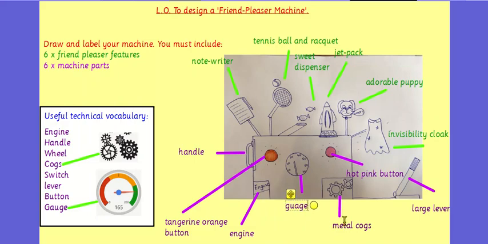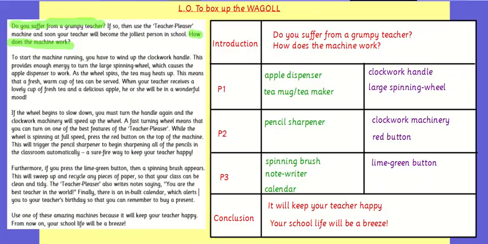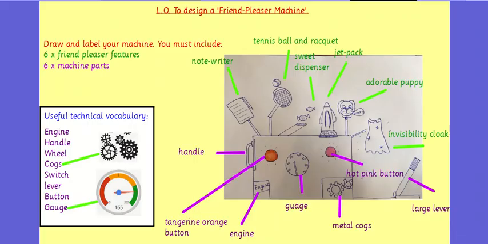Okay, so this is your job. You are going to design a friend pleaser machine. You must have 6 friend pleaser features and 6 machine parts so that tomorrow we can write a plan for your friend pleaser machine like this, ready to write it up as a full text.